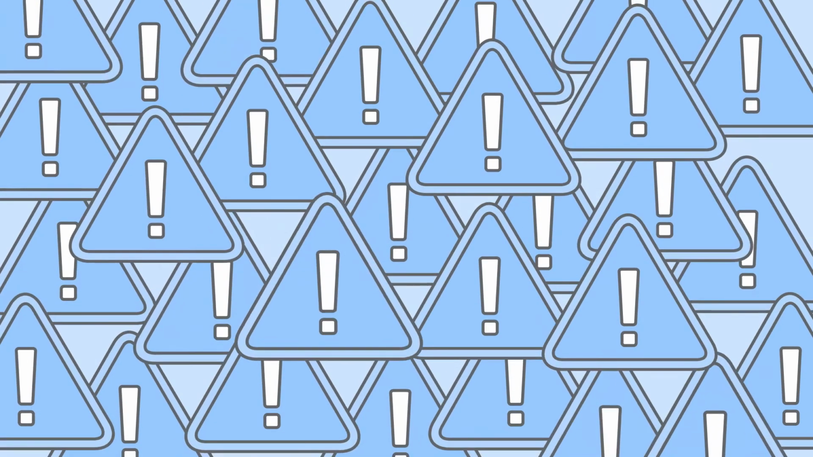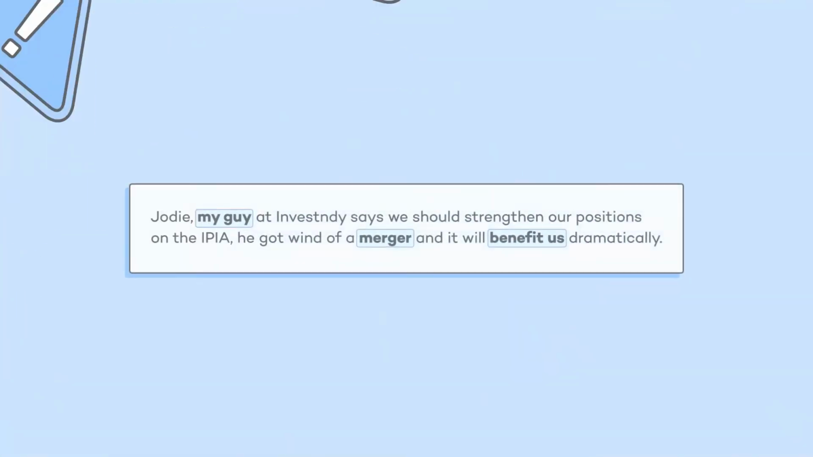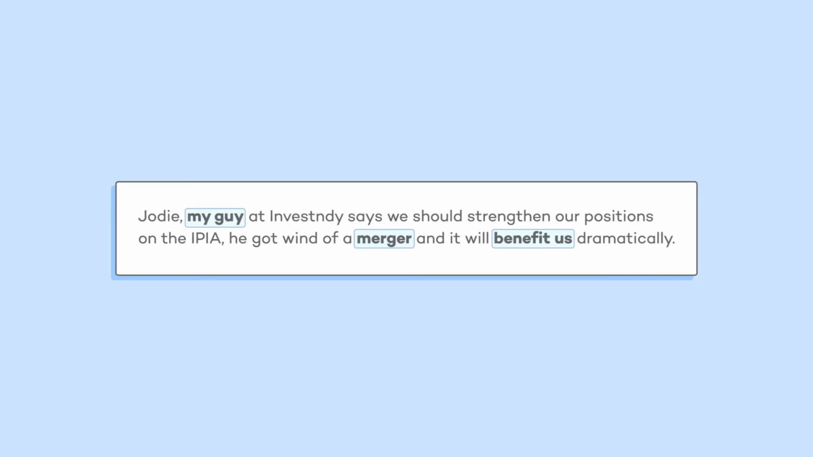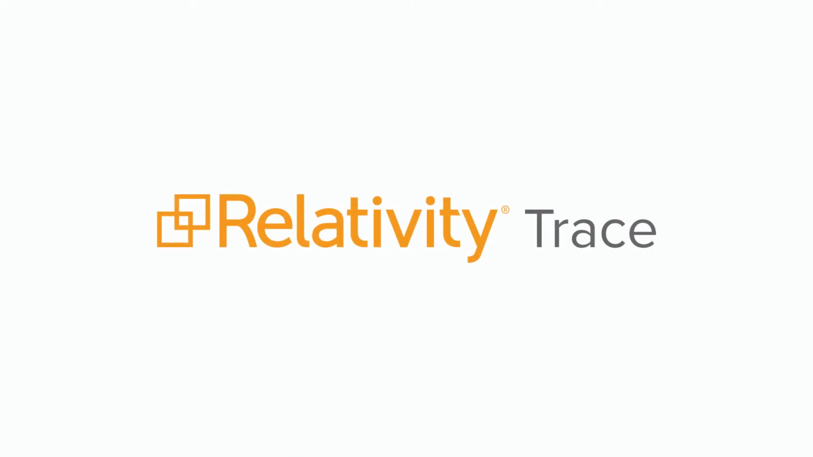and accuracy. Protect your business by reducing false positives so you can focus on the content that matters. Relativity Trace email thread deduplication and data cleansing.